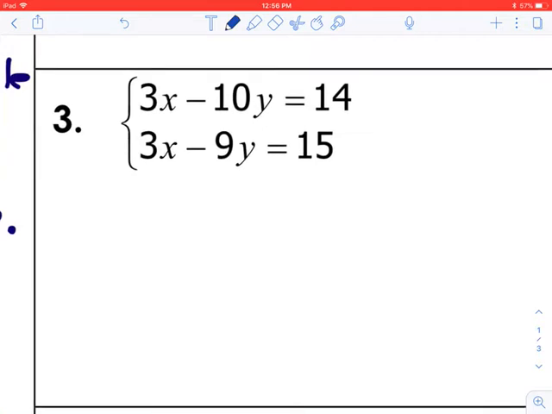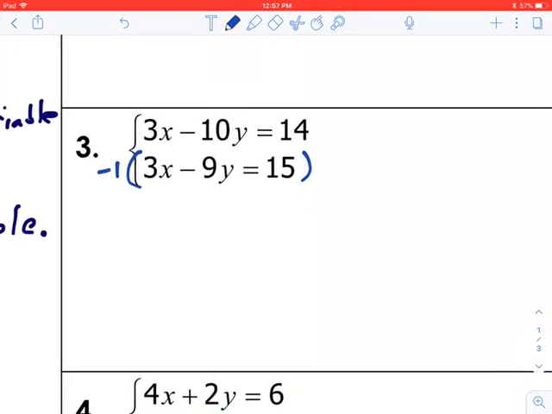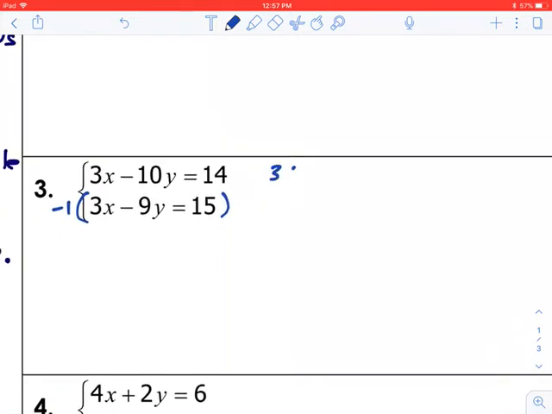So if you look at these, 9 and 10 aren't opposites, but these are almost opposites. Okay, 3 and 3. So I'm going to go ahead and make this one change signs. Okay, so I'm going to multiply by negative 1. And so this top one stays the same: 3x minus 10y equals 14. Then the bottom one is going to be negative 3x plus 9y equals negative 15.